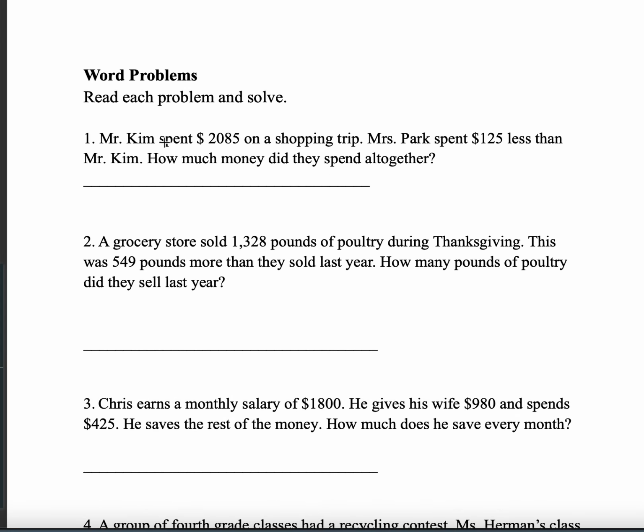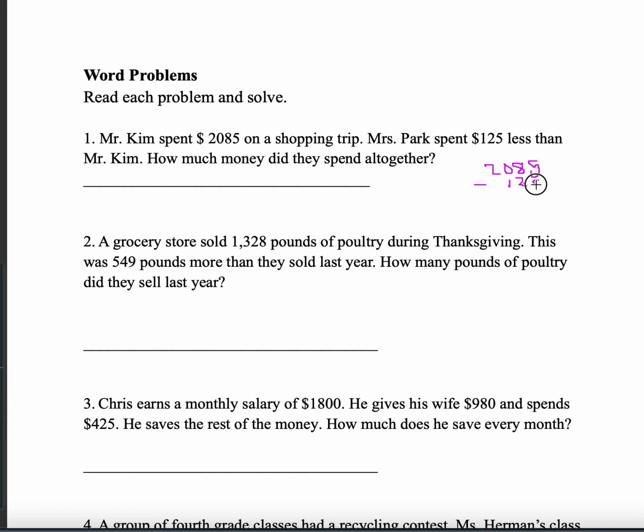So it says Mr. Kim spent $2,085 on a shopping trip. Mrs. Park spent $125 less than Mr. Kim. How much money did they spend altogether? So first we know that Mr. Kim spent $2,085. And we know that Mrs. Park spent $125 less than him.